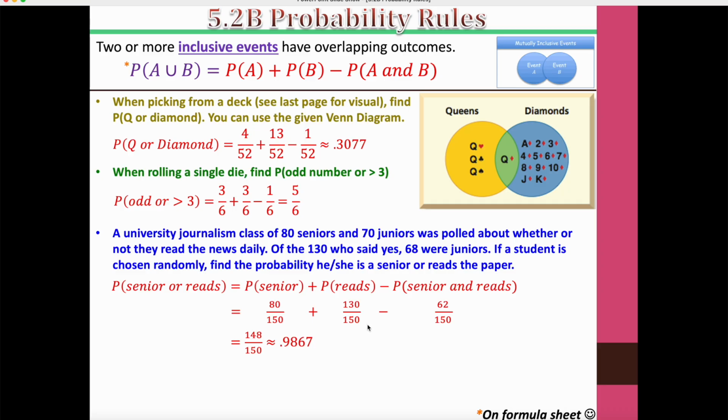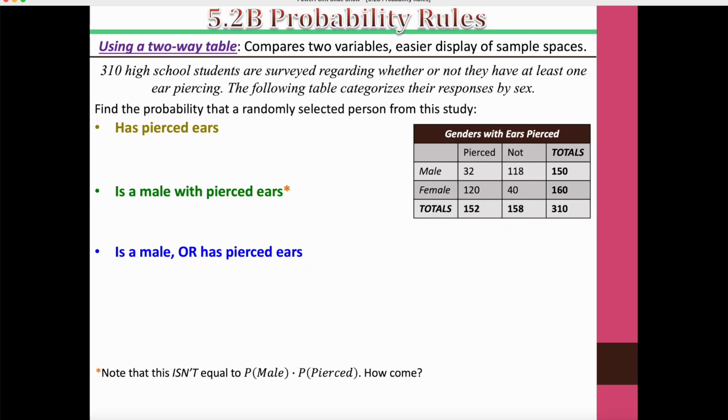So if we think about who those 2 students could be, anyone who's not a senior or a reader is a junior who doesn't read. So note that out of the 70 juniors, 68 of them said yes, they do read. So the remaining 2 out of 150 is the remaining 2 juniors who don't read. FYI, not that it asked, but it's always good to think through this logically and make sure our answer makes sense, which it does, of course.